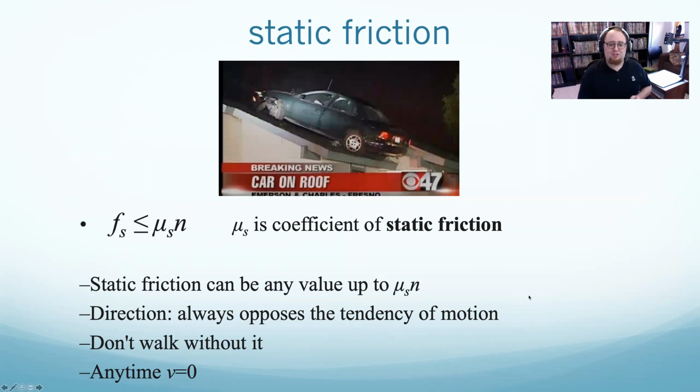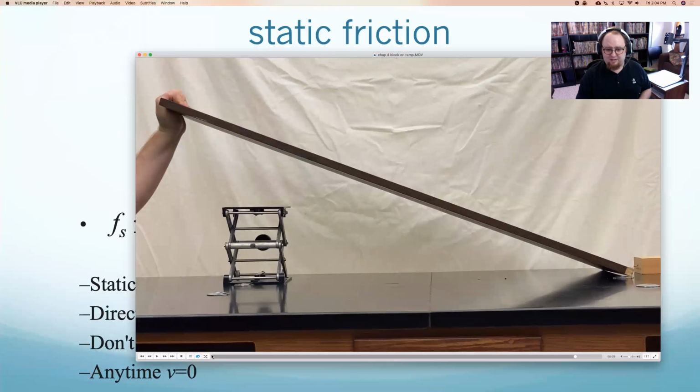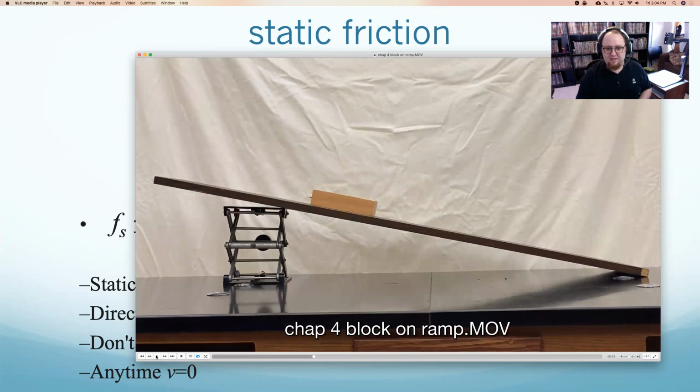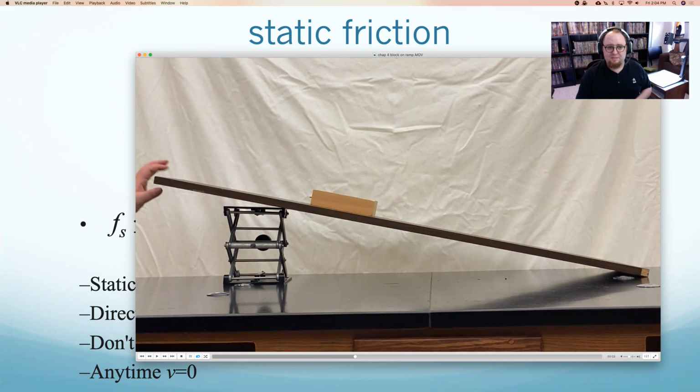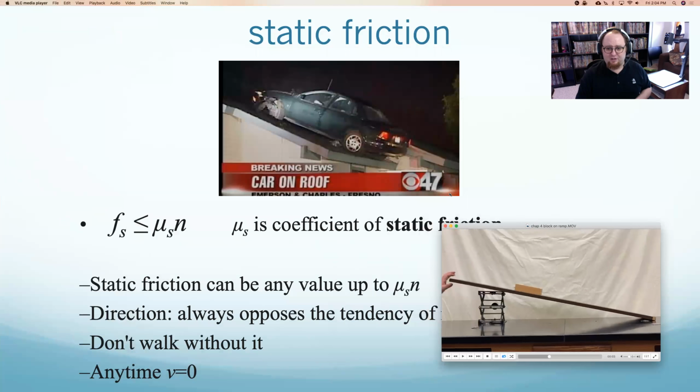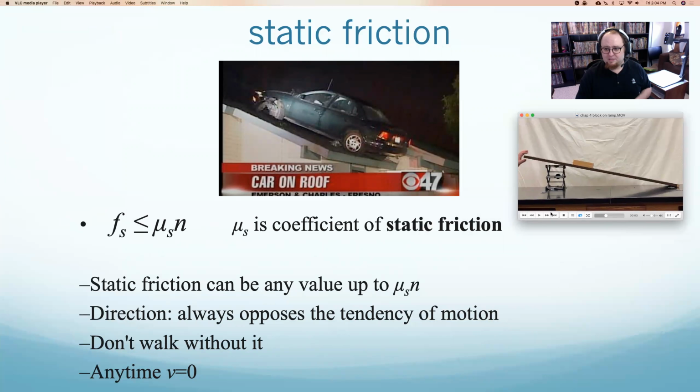Static friction is the friction of something not moving. If something is stationary, it has static friction. Going back to my video here, when I put the block there, that is static friction. It is held in place because of static friction. Gravity wants it to go down the ramp. Static friction keeps it from going down the ramp. When I start lifting this, still static, still static, still static. Nope, now it's kinetic.